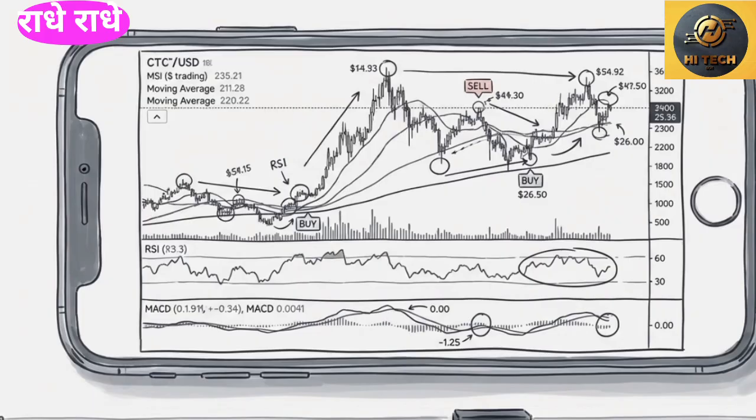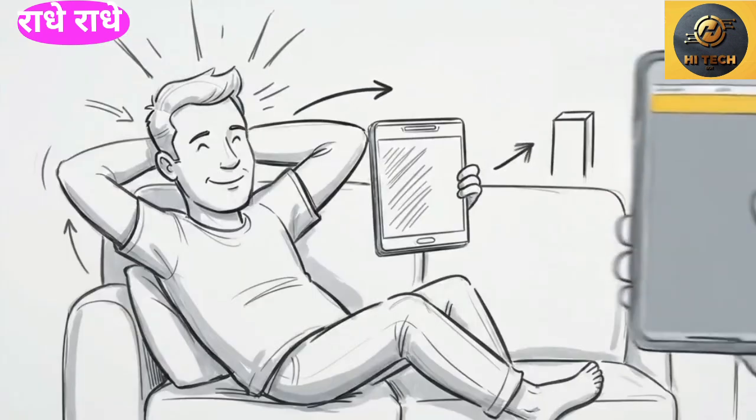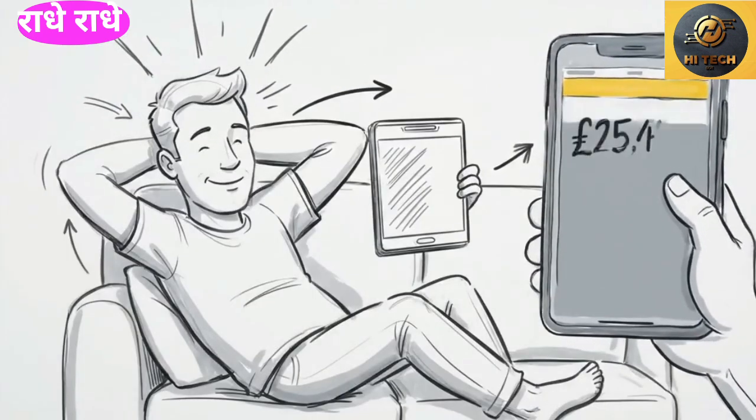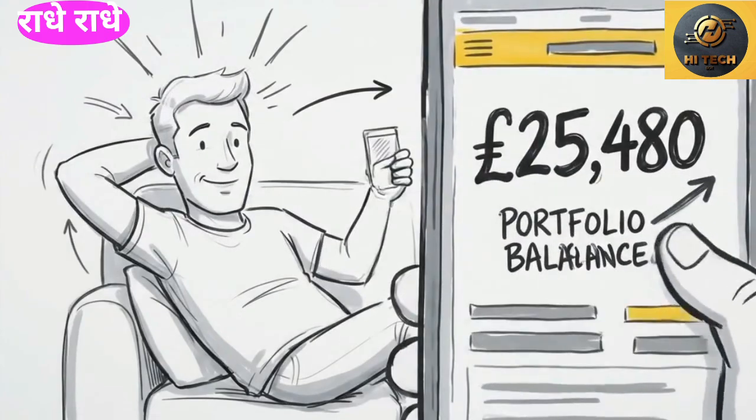Your automated trading system is now fully online. It's authorized to analyze the market and execute trades, while your core capital stays exactly where it belongs, locked safely in your exchange account.